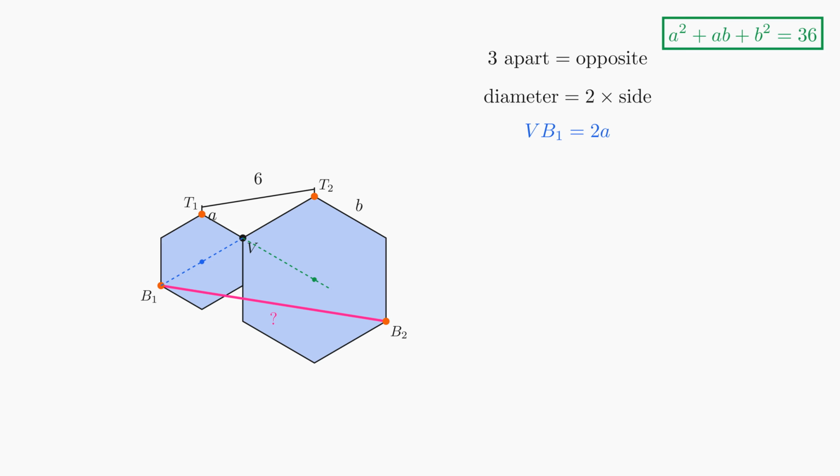Similarly, in the larger hexagon, V and B2 are opposite vertices. So the distance from V to B2 equals 2b. Now we have another triangle, B1, V, B2. The sides from V are 2a and 2b. What about the angle at V in this triangle? By the symmetry of how the hexagons meet, this angle is also 120 degrees.